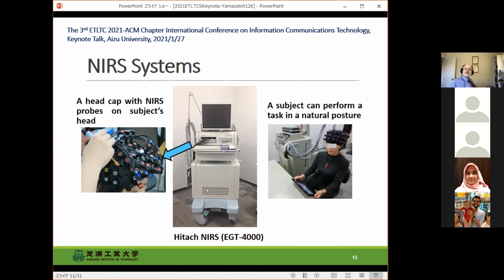Our institute owns this, and here we have so-called probes, and those probes are set onto the subject's head like this. Once this headgear is set onto the subject's head, the subject can perform tasks in a natural posture. This is quite a big advantage compared to other techniques.